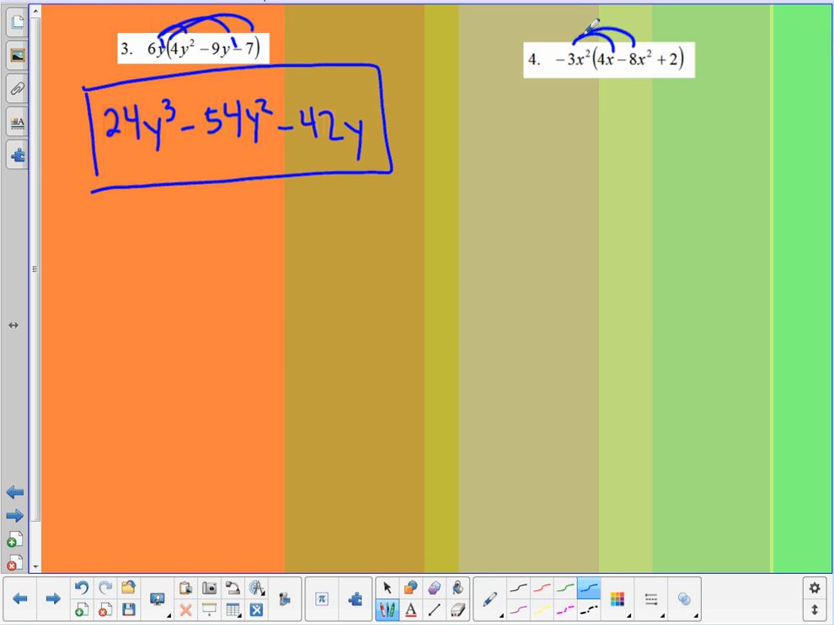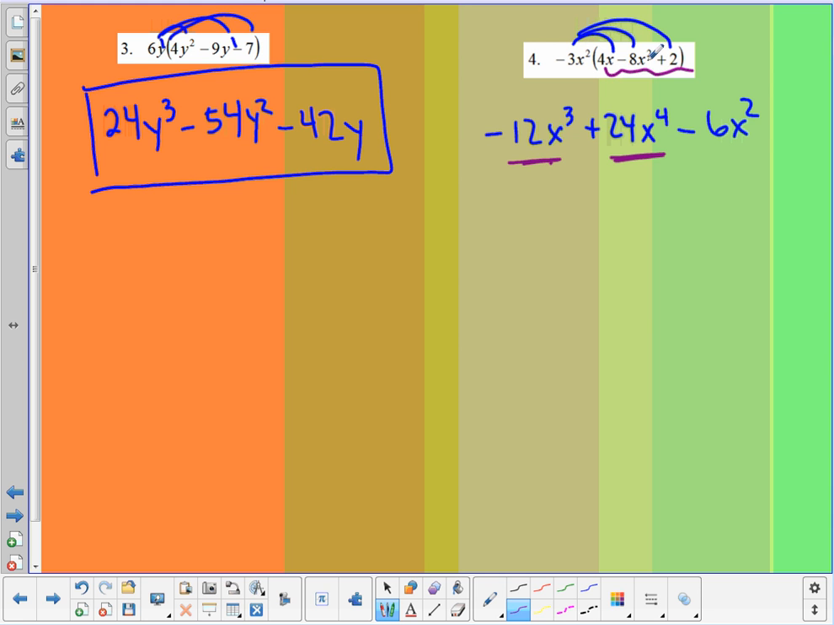In number 4, I distribute that negative 3x squared. Negative 3 times 4 is negative 12. X squared times x is x to the third. Negative 3 times negative 8 is positive 24, and x squared times x squared is x to the fourth. Negative 3 times 2 is negative 6, and x squared out front. I have no like terms here, but I'm not in standard form. So this 24x to the fourth needs to be in front of the negative 12x to the third. And if you'll notice, this one on the inside wasn't in standard form either.